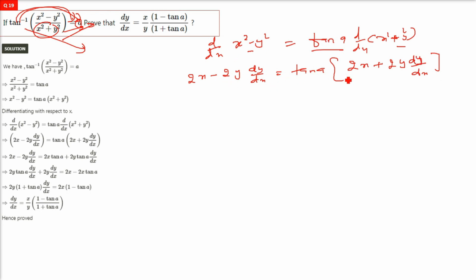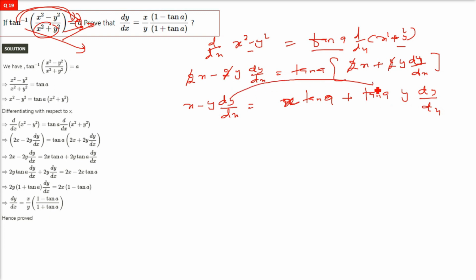Now bring this dy by dx on one side, and whatever comes on the other side will be the answer. So 2 you can just take common and cancel. It will be removed anyways. And then dy by dx on one side. So this is x minus y dy by dx. And on the right hand side it will be x into tan a, and plus tan A into y into dy by dx.